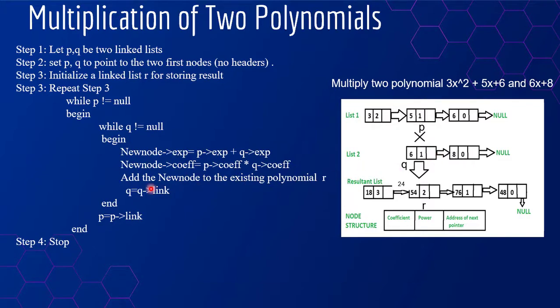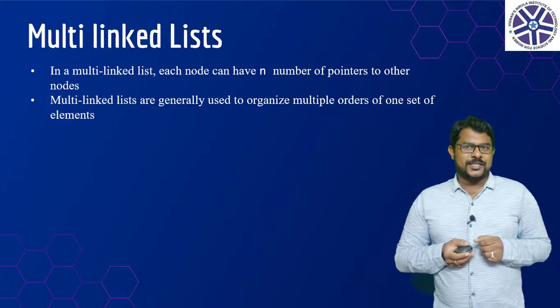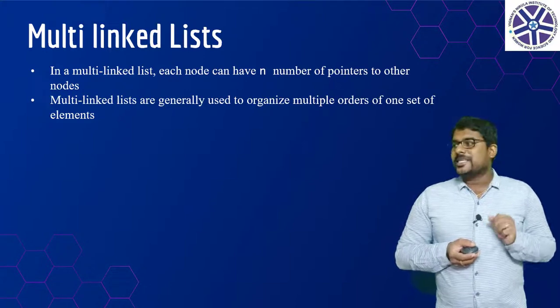Okay. So now after this, what happens? This is the resultant list. What is the resultant list? 18x cube plus 54x square plus 76x plus 48. So this is the product of these two polynomials. Before we see how we can represent the sparse matrix, let us see what is a multi-linked list.